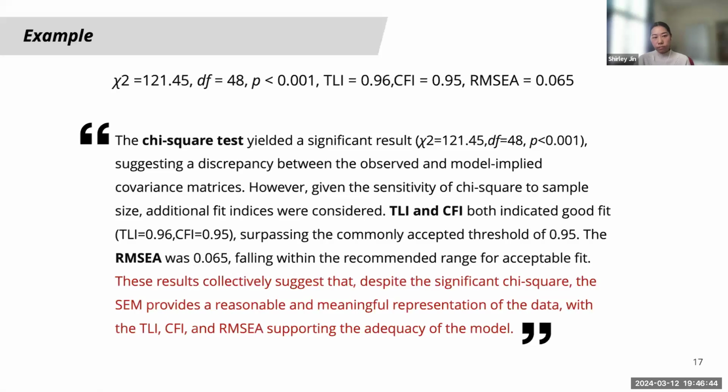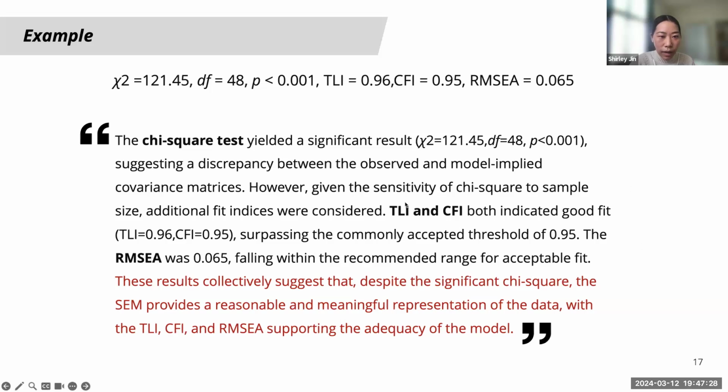And how do we interpret? Here is an example. Imagine we have results like this: the chi-square, the degrees of freedom, the p-value, TLI, CFI, and RMSEA. How do we interpret this? You can start from the chi-square test. You can see that this chi-square test is very significant, right? It is a significant result, which means that there is a significant discrepancy between the observed data and your hypothetical model. But we also know that the chi-square test is very sensitive to sample size, so we also consider additional indices.